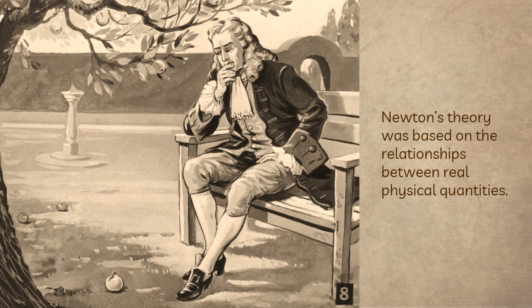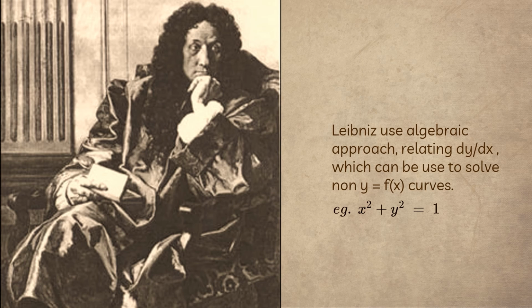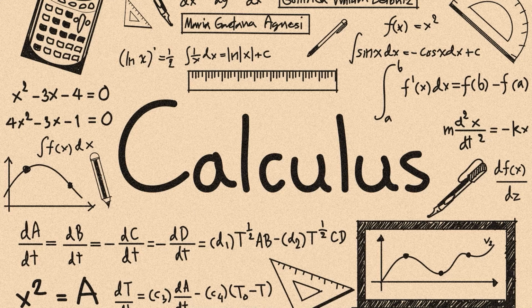Why? Newton's theory was based on the relationships between real physical quantities. So, his approach is extremely geometrical and not widely applicable. While Leibniz used an algebraic approach, relating dy over dx, which can be used to solve curves not of the form y equals f(x). Despite the controversies left behind by Leibniz and Newton, we must admit their contribution of a fundamental mathematical foundation.